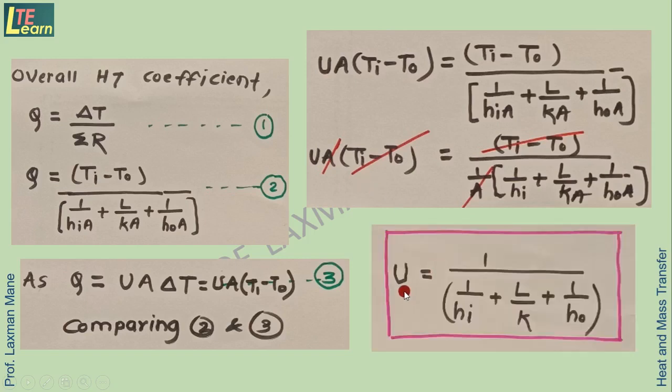So here the total or overall heat transfer coefficient for the plain wall equation we will find, that is 1 upon bracket 1 upon Hi plus L by K plus 1 upon Ho.